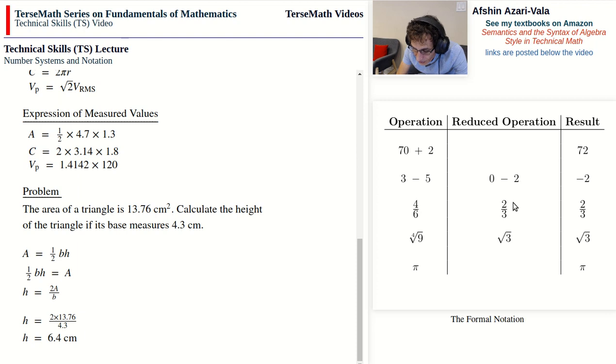For division, 4 things divided into 6 parts. The reduced operation is 2 things divided into 3 parts, and the answer to it is 2/3 of 1. Now in this case, unlike subtraction, we are unable to come up with 2 different notations to write the operation itself and the result of that operation. In the case of subtraction, we were lucky because the first operand was always 0, and we could therefore drop it and make it appear as if we have now a number.